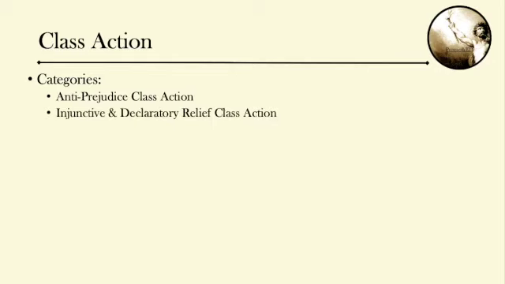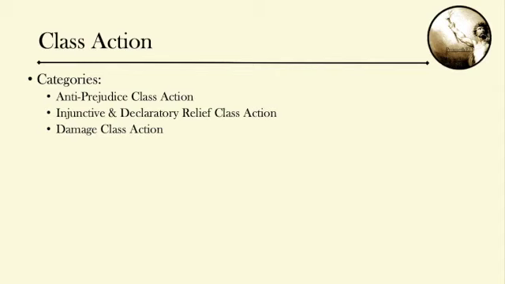Another kind of class action is injunctive and declaratory relief class action. In this situation, the goal is to change the behavior by an injunctive or declaratory relief, not to provide compensation. Here, the most famous example is Brown versus Board of Education. Finally, there is a third type of class action, which is damage class action. In this case, all members claim that they have been damaged by the defendant by the same conduct in the same way, and they are entitled to monetary relief.